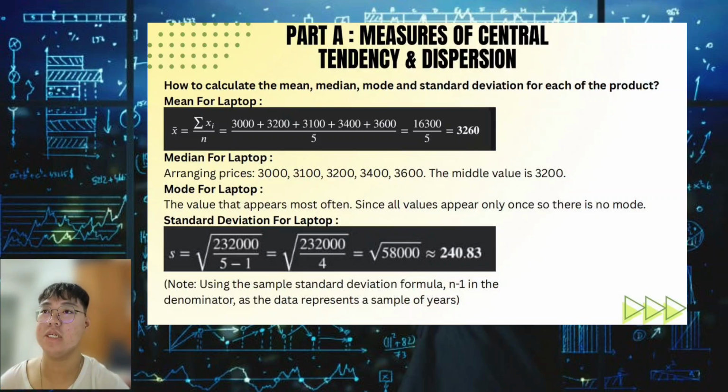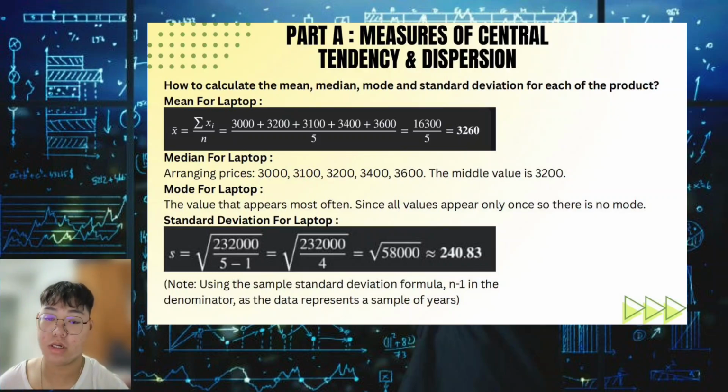Move to the next one, which is the mode for the laptop. The mode is the number that appears most often. Since all values appear only once, there is no mode. It is the same with the other products, which are cooking oil, rice, and smartphones.